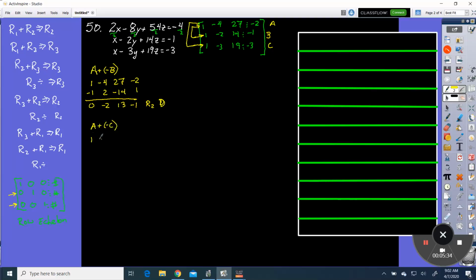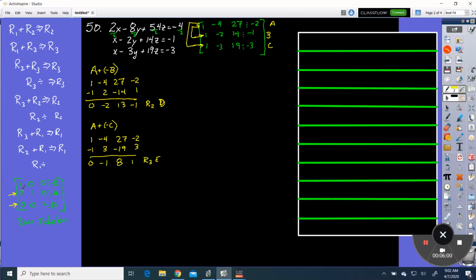So I have A again: 1, negative 4, 27, negative 2, and then negative 1, 3, negative 19, positive 3. So that makes 0, negative 1. 27 minus 19 is 8, and 3 minus 2 is 1. So this is my new row 3. I'm going to call it E.